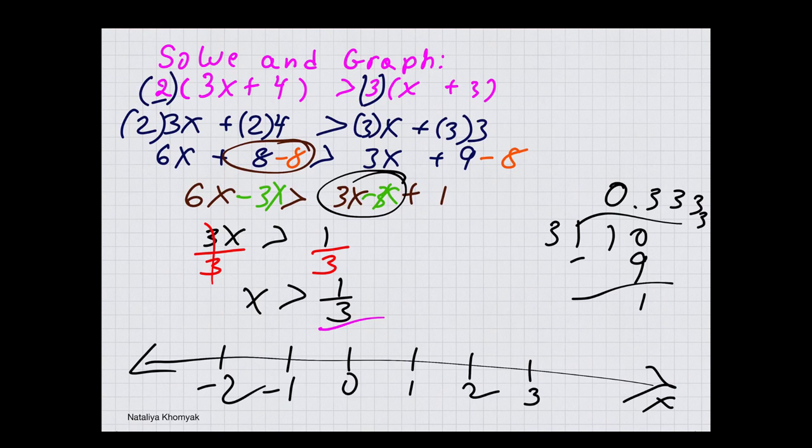So this third will be between 0 and 1, somewhere around here. It's an empty circle because we don't have or equal to, and we need all the x values that are greater than that, and greater numbers are to the right, going all the way to positive infinity. And this is our solution. That's all.